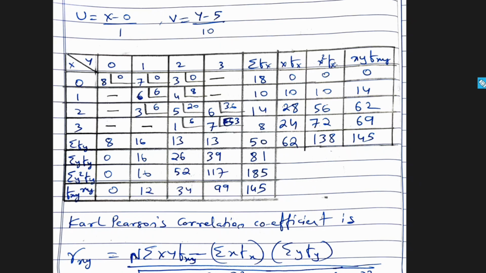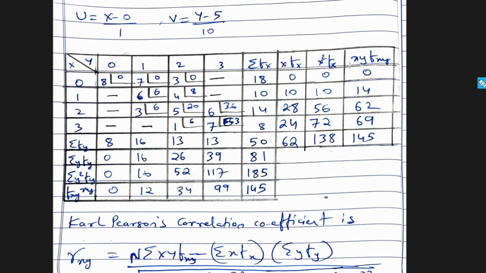Third column, x square fx. Now let's take the same values, square them and then multiply with the frequency here. So 0 square into 18 is 0, 1 square is 1, into 10 is 10, 2 square is 4, 4 into 14 is 56. Next, 3 square is 9, 9 into 8 is 72. Now add these values here, the answer is 138.